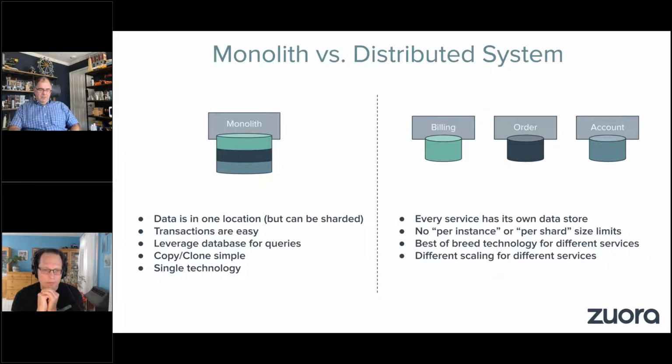And the other thing you can do in that world is you can use best of breed technologies. If you need a graph database, you can use a graph database. If you need a relational database, you can use a relational database, and a document database. So you're not just limited to the one big monolithic database that is basically the lowest common denominator. And then ultimately you can scale your services very differently. And when we looked at the different properties of these systems, we decided that while the monolith has served us well, our goal was to move to this distributed data system that you see on the right.